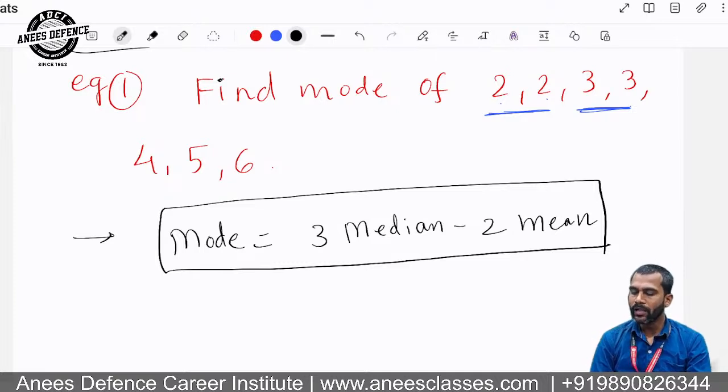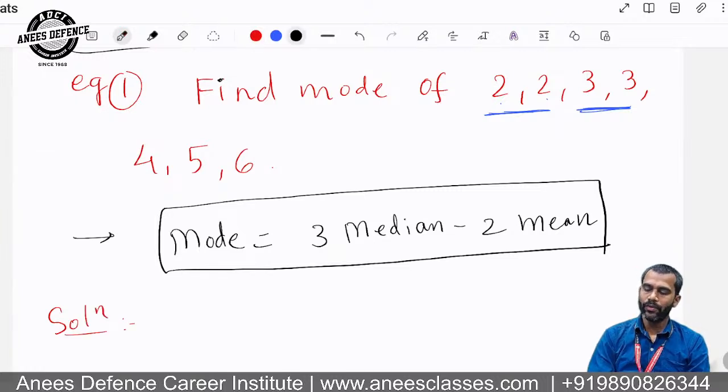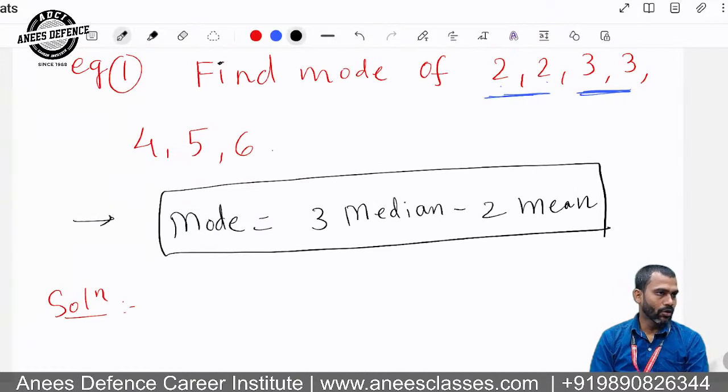Online students, what is median? Median is very easy to find, because all the observations are already in ascending order, so we don't have to arrange them. Since the number of observations is odd, median is the (n plus 1) by 2th observation. The data is 2, 2, 3, 3, 4, 5, 6. 7 observations are there, so n is equal to 7.